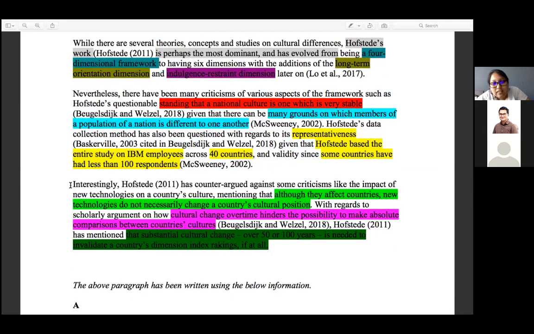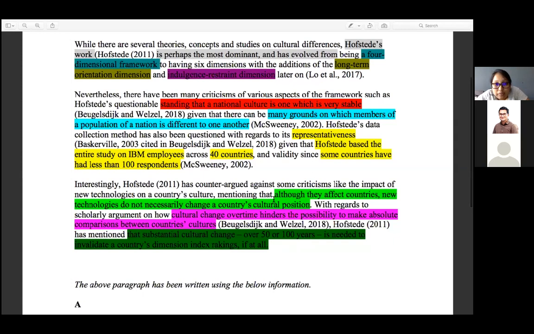Interestingly, Hofstede has counter-argued some of the criticisms. So these are the good parts of it. These are the criticisms and then the counter-arguments, like the impact of new technology on a country's culture, mentioning that although new technologies affect countries, they do not necessarily change a country's cultural position. So this is what Hofstede has said: yeah, you're right, technology is changing everything, but technology doesn't change culture. That's what he has found. With regards to the scholarly argument that cultural change over time hinders absolute comparison between companies' cultures, Hofstede has mentioned that substantial cultural change is needed to invalidate a country's position. So basically, this guy is defending his research, right? Okay, so that's not the point here.